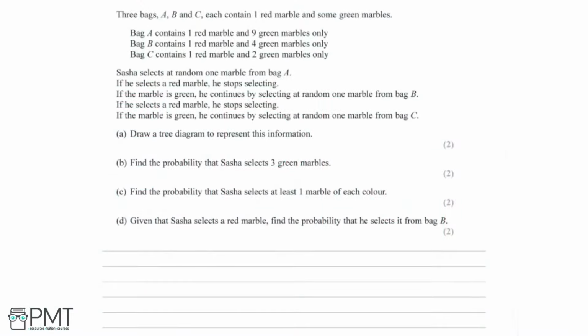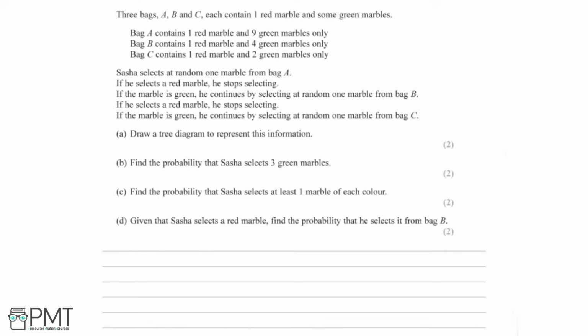So we've got 3 bags, A, B and C, each containing 1 red marble and some green marbles. And we know that bag A contains 1 red marble and 9 green marbles only. Bag B contains 1 red marble and 4 green marbles only. And bag C contains 1 red marble and 2 green marbles only.